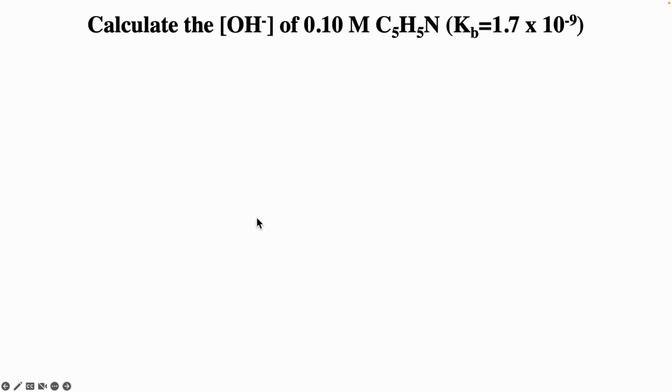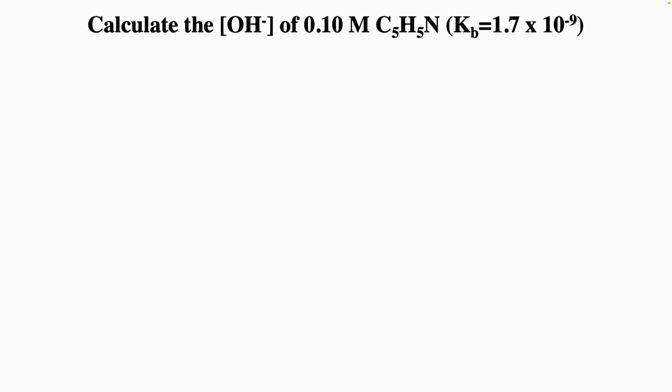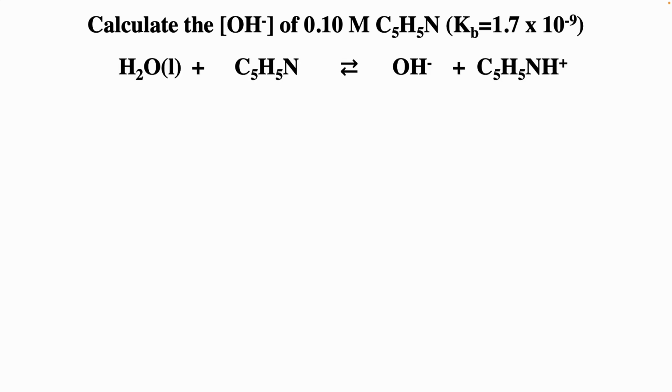And so here we're asked, what is the hydroxide ion concentration of this? And so this is a weak base. It's got a Kb of 1.7 times 10 to the minus 9th. And so again, for strong acids and strong bases, we do not need to do an equilibrium problem. For weak acids and weak bases like this one, we do have to do an equilibrium problem. And so we write down the reaction. Now initially there's 0 of these in our beaker. We're just starting with the 0.1 molar of that weak base.